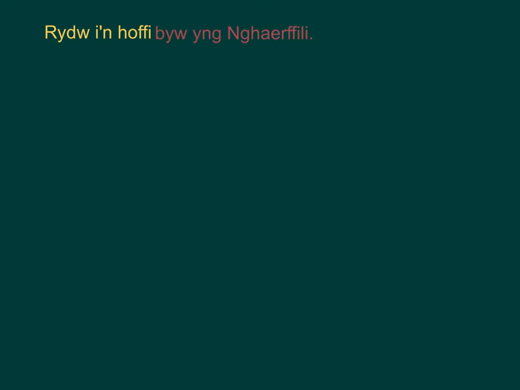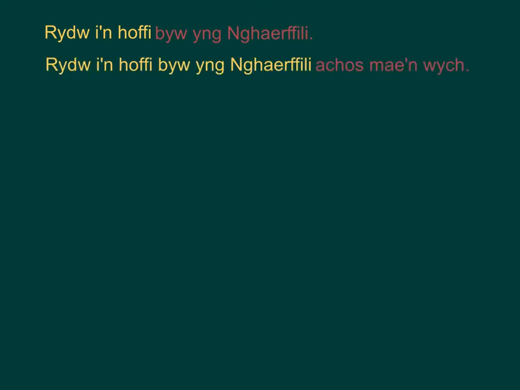Here is our second sentence pattern. Notice that it is identical to the first one, except this time I have added achos mae'n wych because it's great, which is an example of a sentence pattern using a connective. And it also means we have expressed an opinion, which we have been asked to do in the question.